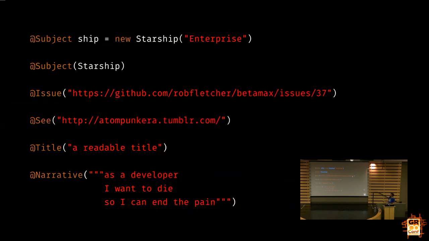Issue is quite a nice one for tying things into your issue tracker, GitHub in this case. See is nice for tying things into external documentation sources or references. Title is a new one, I think, in Spock 1.0 snapshot that is really just to give a readable title to the test instead of the typical camel case specification name. And then there's another one called Narrative, for the typical user stories. I'm not a big fan of this style of writing, but it's used quite a lot, and that's the intention of the Narrative annotation there.